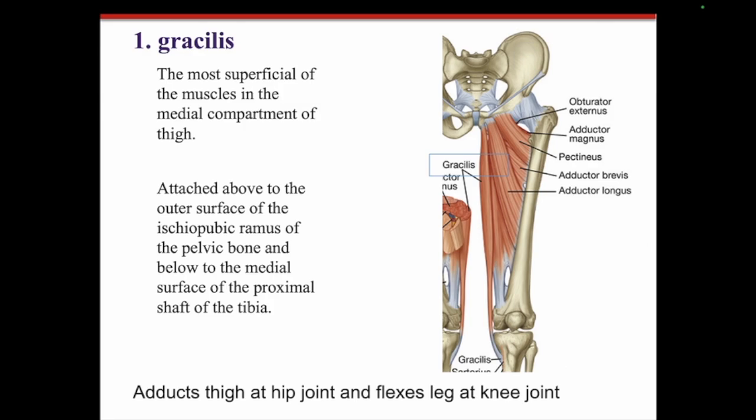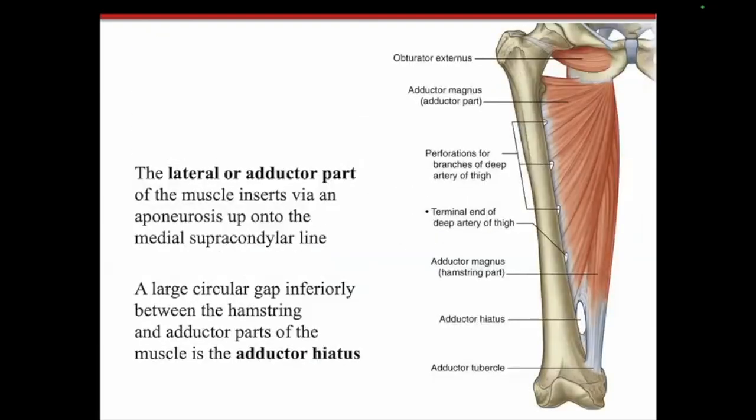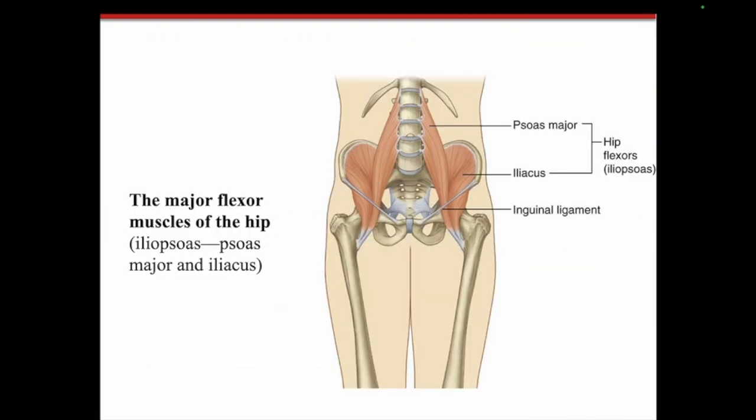Identifying them here, you see the gracilis. Sometimes students confuse the gracilis with the sartorius, but it's important to understand that the sartorius comes from the anterior superior iliac spine, while this one comes from the pubic bone. So to review the sartorius, so that you don't get confused.